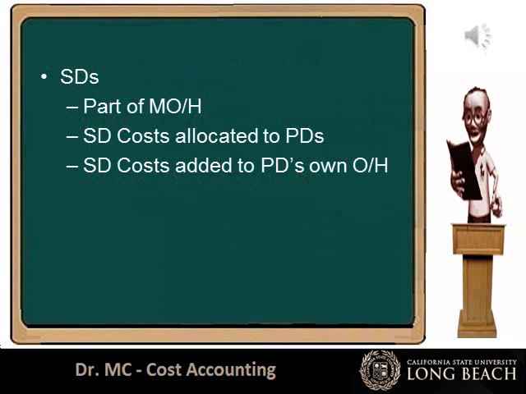The cost to run support departments are part of the overhead of the firm, and support departments allocate the cost to run their department to the production departments. The production departments take that allocated overhead and add it to their own overhead. The production departments then allocate that combined overhead to the products they manufacture or services that they provide.